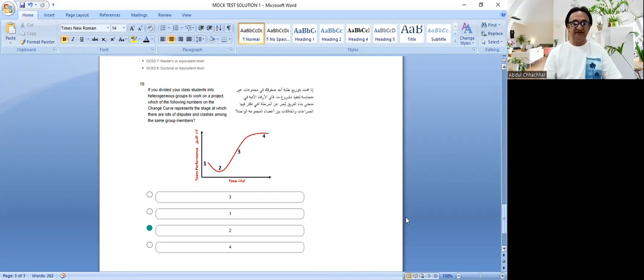Okay, so in this graph, the vertical line shows the test performance, the horizontal line shows the time, the number shows the group, and this line shows the performance of each group. Okay, so as you can see here, I have chosen number 2, because number 2 has lower performance comparatively to the rest, 1, 3, and 4. So why is this performance declined as low? Because this group has many disputes and clashes, so it couldn't perform well.